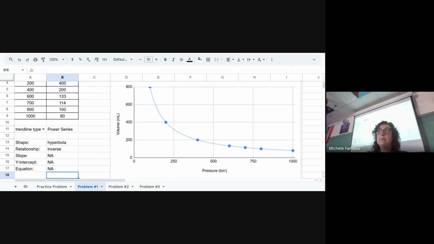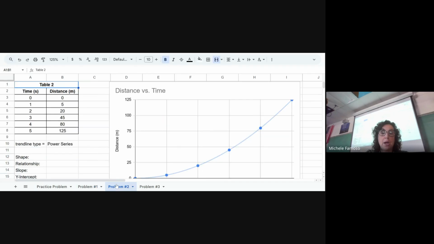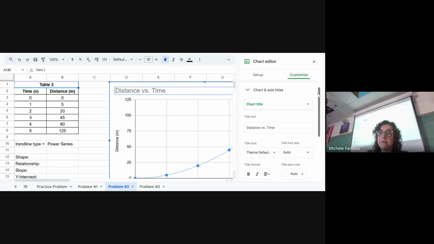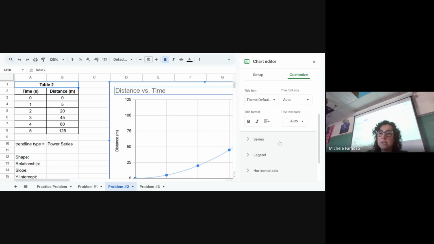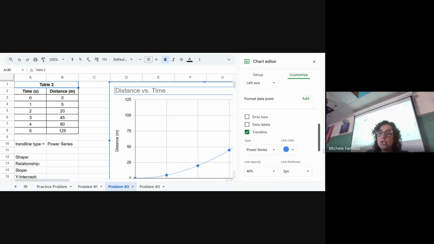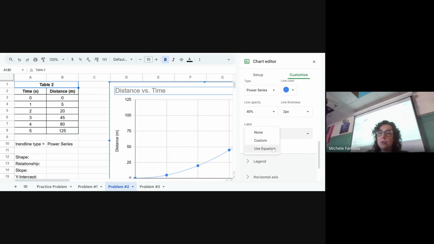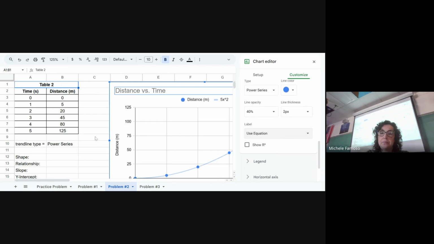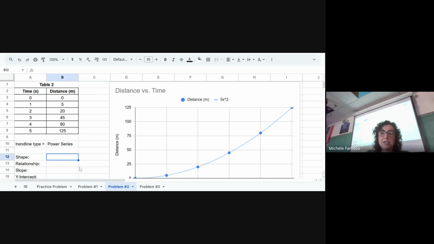Can we look at number 2? Go for it. Let's go to problem 2. First thing you do is add the equation to your graph. Remember, that's under the series submenu. Change the label from none to use equation. Now, what is the shape of this graph? Parabola, in cell B12. What's the relationship between these variables? Quadratic.